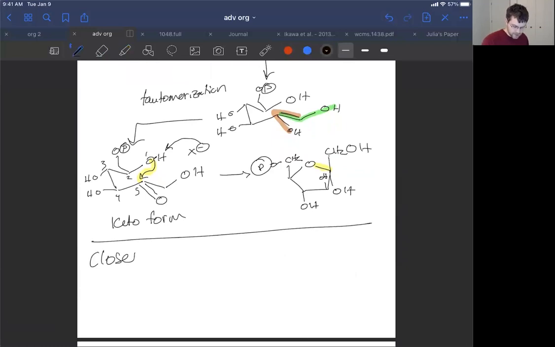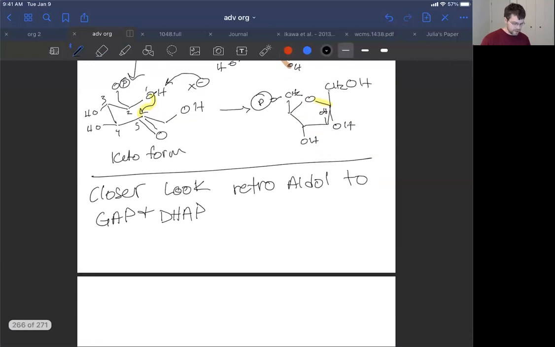So this is going to be a closer look at the retroaldol. Remember those two molecules, we had glyceraldehyde monophosphate and dihydroxyacetone monophosphate, two separate molecules. Okay, so what I want to do is get the Fischer projection back in front of us, where we have a phosphate at this position. Now we have a ketone at C2.